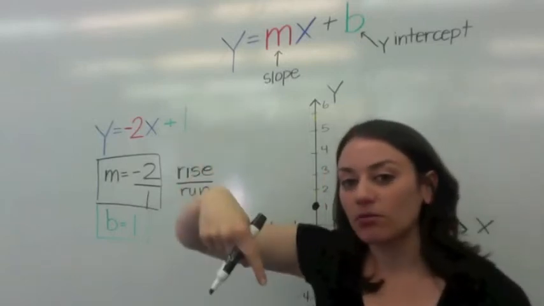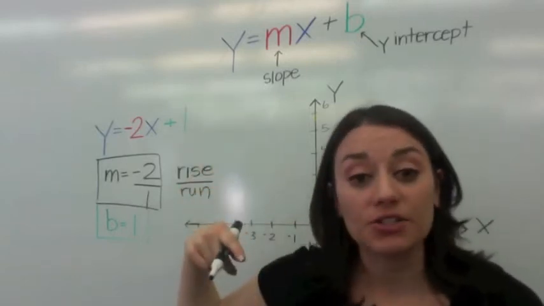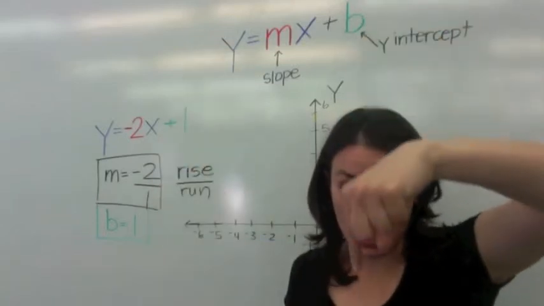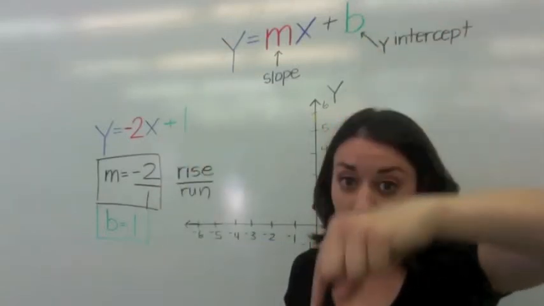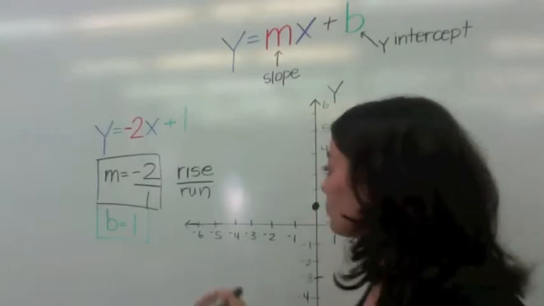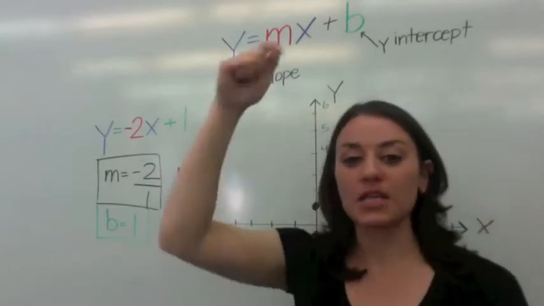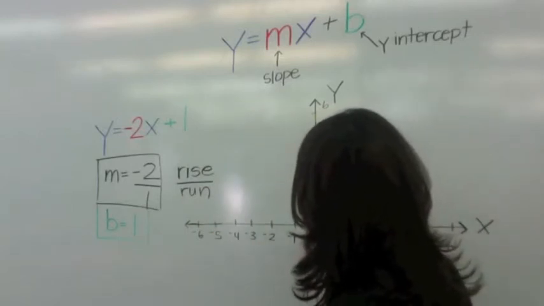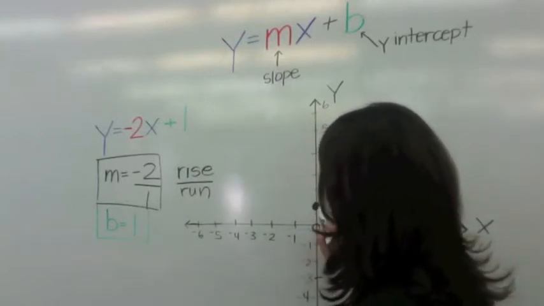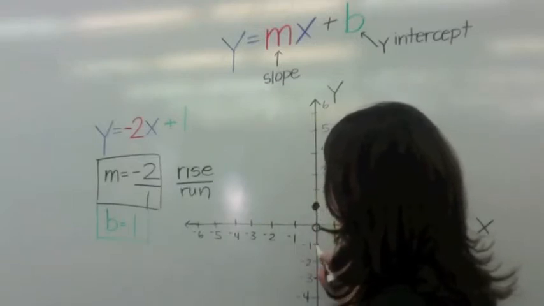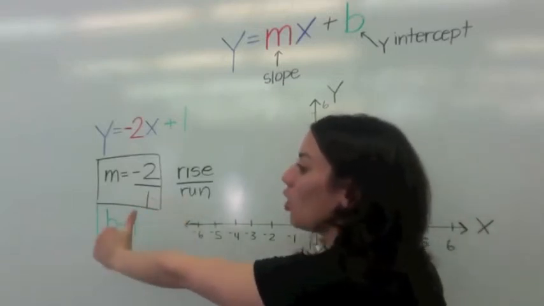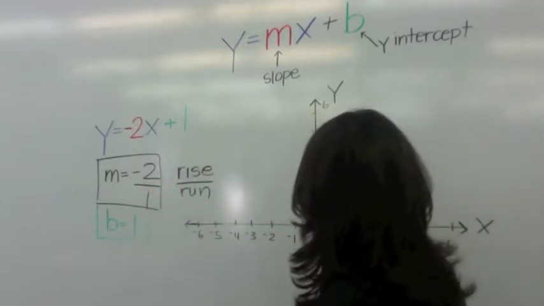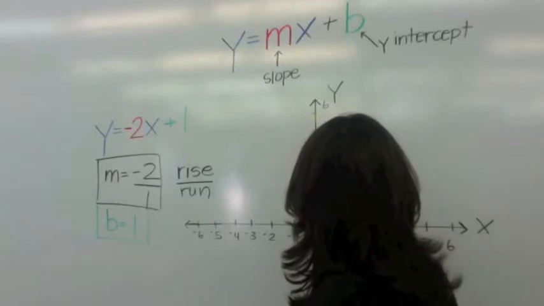Can you rise down, yes or no? Yes, you can rise down. You're going to go down 2. Now, when you go down, that's negative. Remember, the zero's in the middle. So you're at 1, you're going to go down 1, 2. But then you have to go over positive 1, positive to the right. So down 2, over 1.